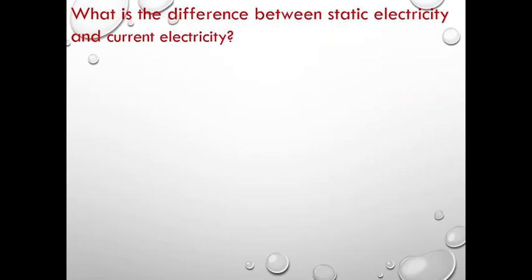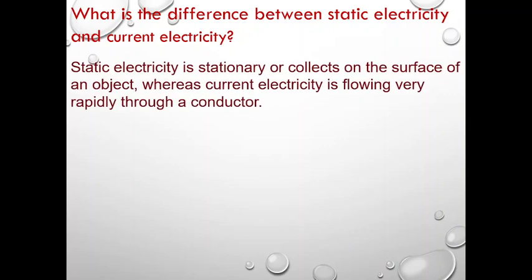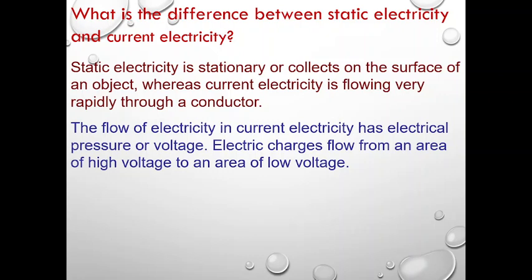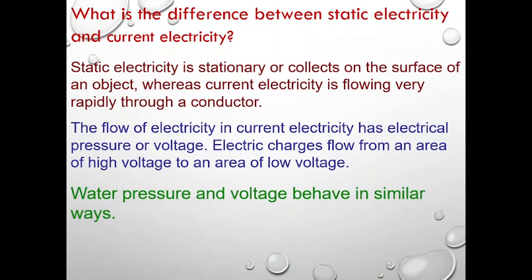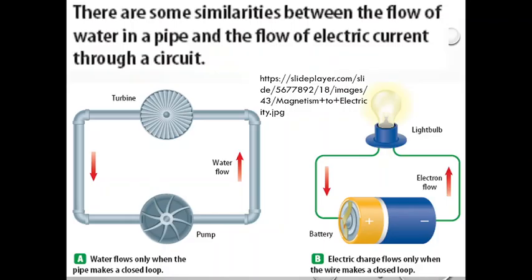What is the difference between static electricity and current electricity? Do you know? Static electricity is stationary or collects on the surface of an object, whereas current electricity is flowing very rapidly through a conductor. The flow of electricity in current electricity has electrical pressure, or voltage. Electric charges flow from an area of high voltage to an area of low voltage. Water pressure and voltage behave in similar ways.